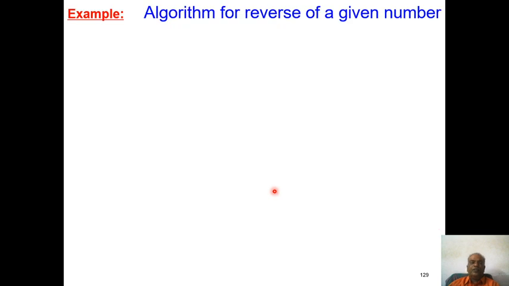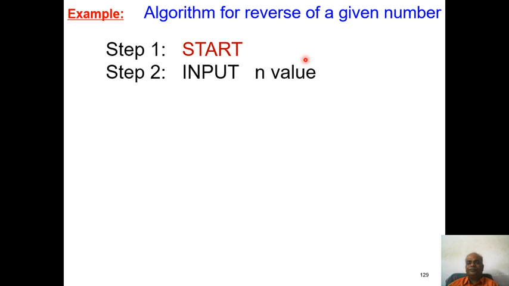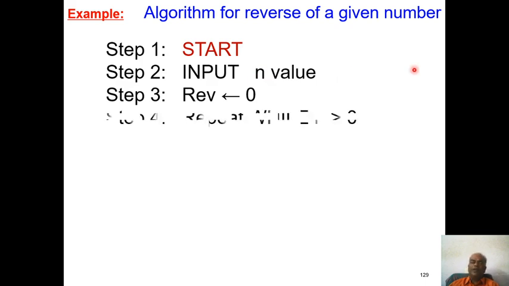So now, reverse of a given number. Here I am writing the reverse of a given number. Let us try different algorithms: addition of 10 numbers or addition of n numbers. So like this: start, input n value. N is a number. You can give any number, 1, 2, 3. First you are going to assign reverse equal to 0. Here I will explain a little bit.